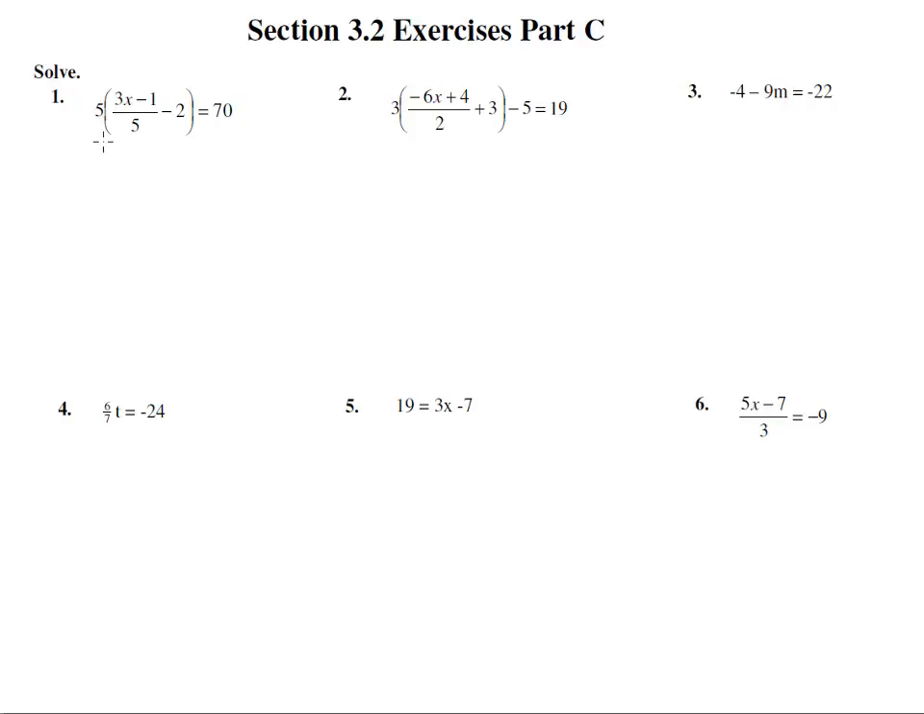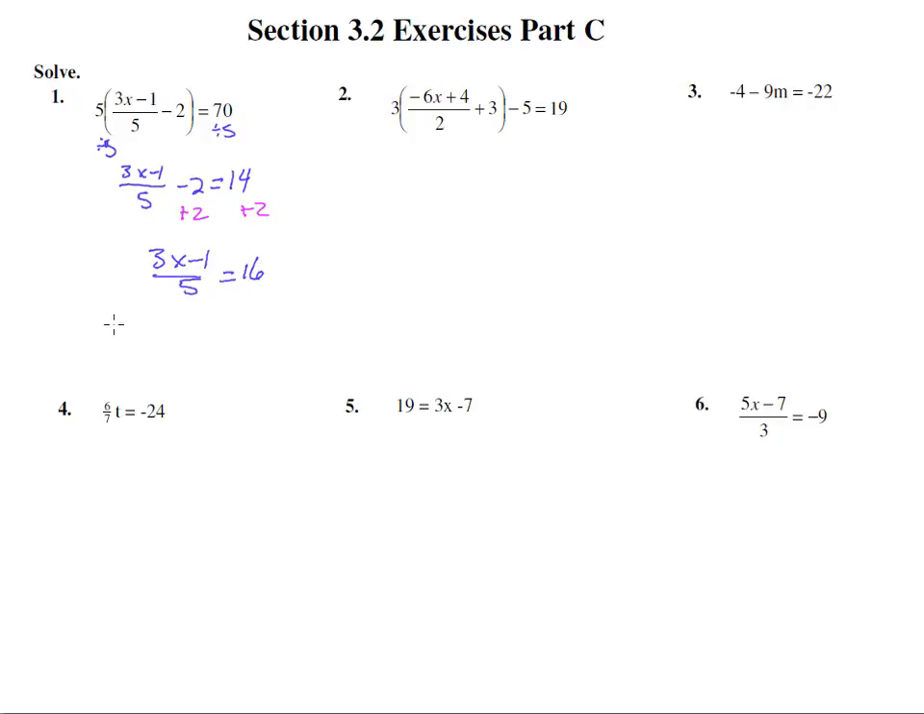We undo timesing by 5 by dividing by 5. Dividing by 5 on both sides, and we're left with 3x minus 1 over 5 minus 2. No parentheses are needed because that 5 is now gone, equals 70 divided by 5 is 14. Now the next guy that's furthest away, that was last done to the left hand side, that minus 2. How do we get rid of a minus 2? We add 2, and so we get 3x minus 1 over 5 equals 16.